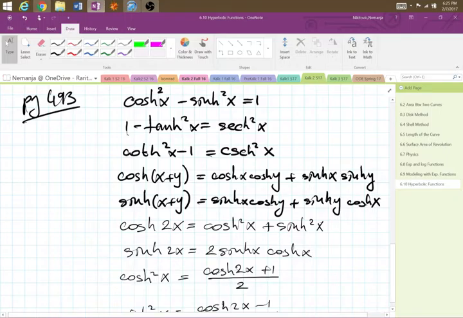So I want to look at hyperbolic function graphs. Here I'm going to switch now to the PC and look at them. These are the actual graphs for all of these functions.